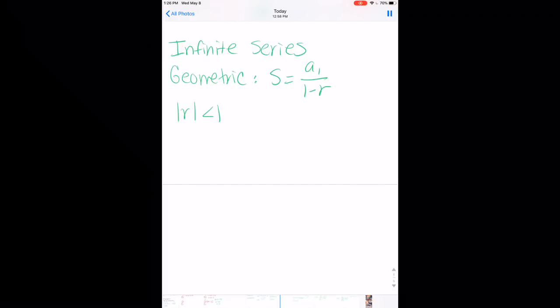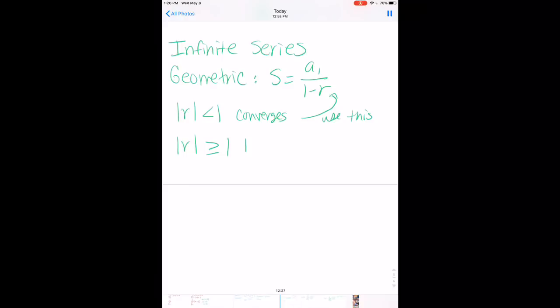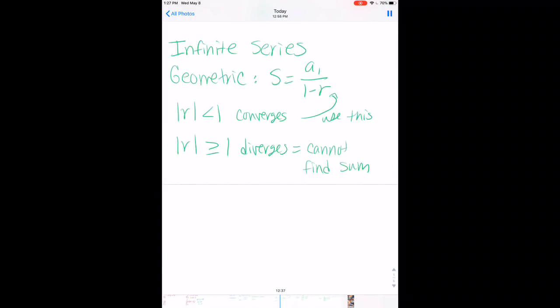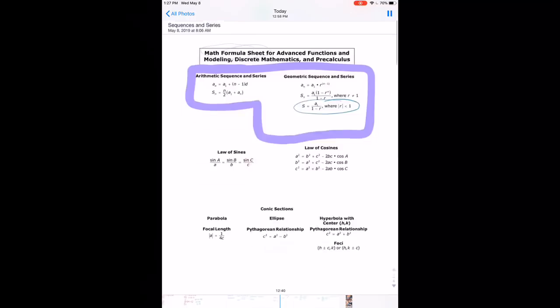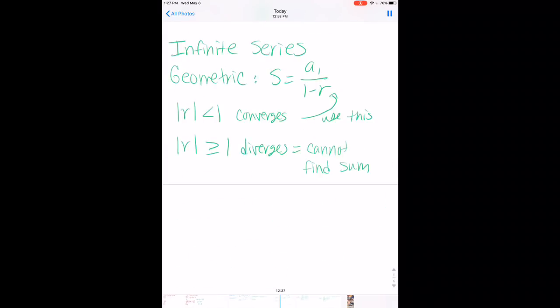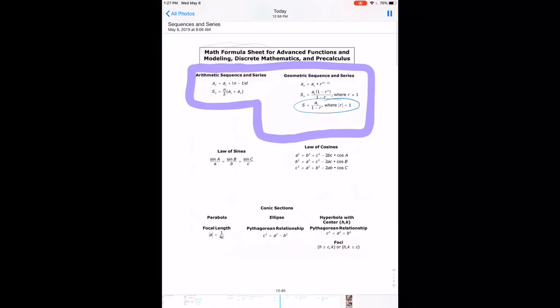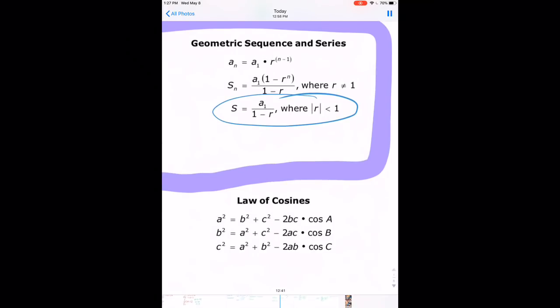If your r is greater than 1, then this formula doesn't work. So if it's greater than or equal to 1, I can't use that formula. But if it's less than 1, like I said, what that's called when it shrinks down is it's converging, and you can use that formula. If it doesn't go down to almost 0, then it diverges, which means you can't find the sum. So pretty easy to decide if you can use it. You just need your absolute value of r to be less than 1, or to be a fraction less than 1 essentially. All right, so from now on you should know which formula to use. The bottom one is for when it's infinite. That one is for infinite.